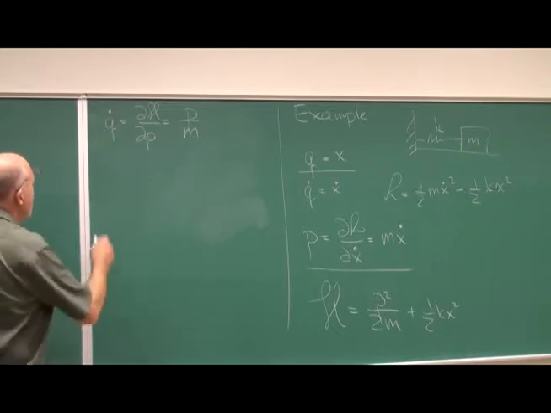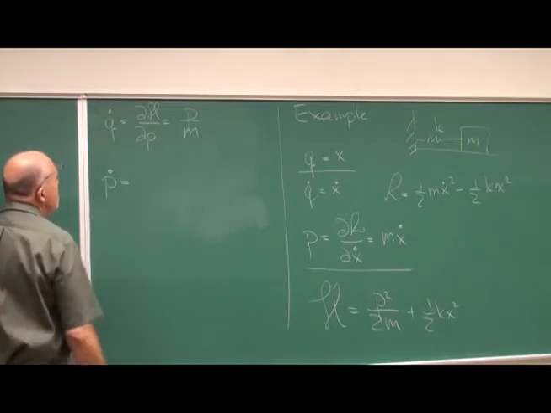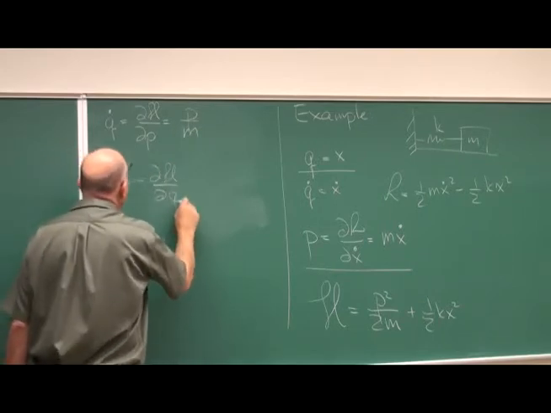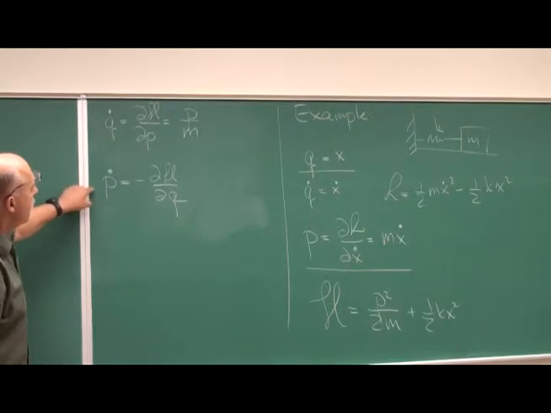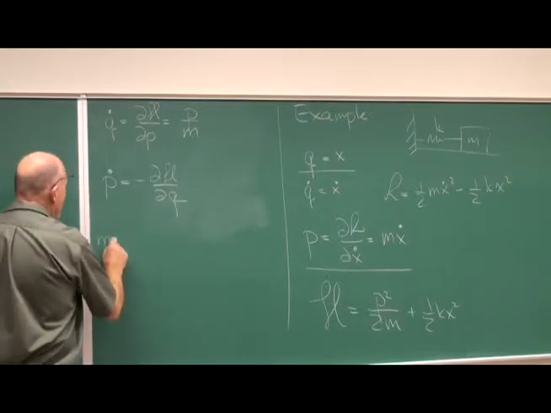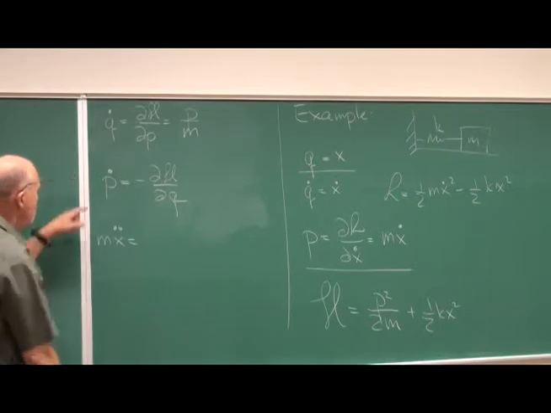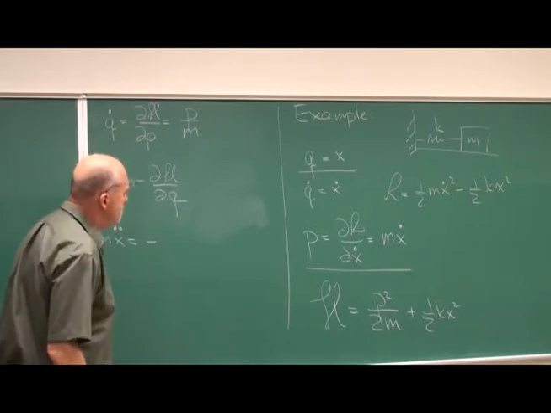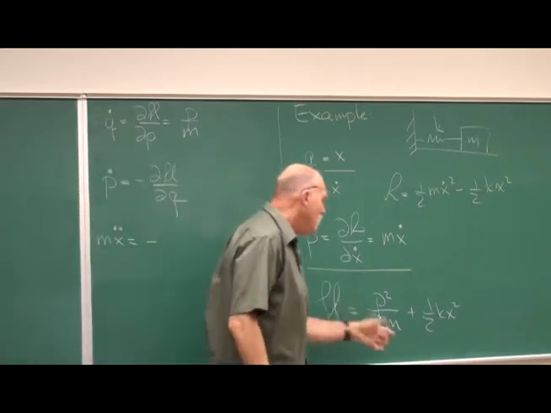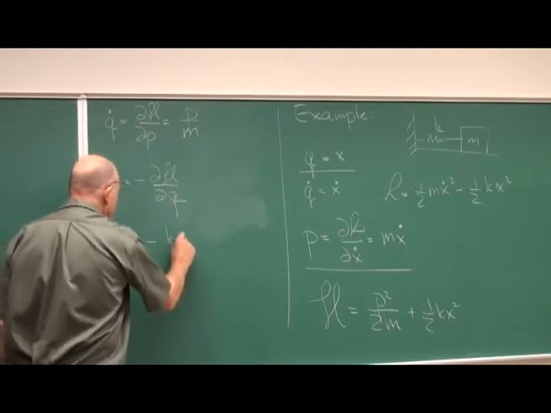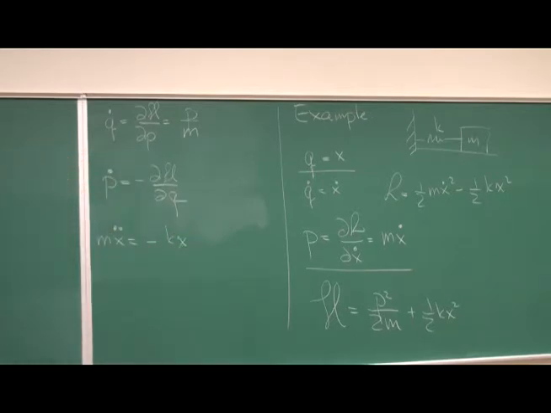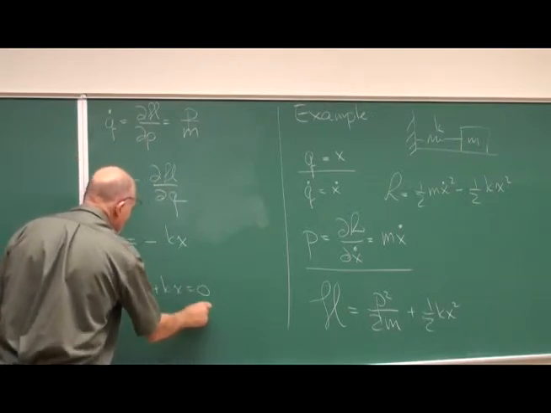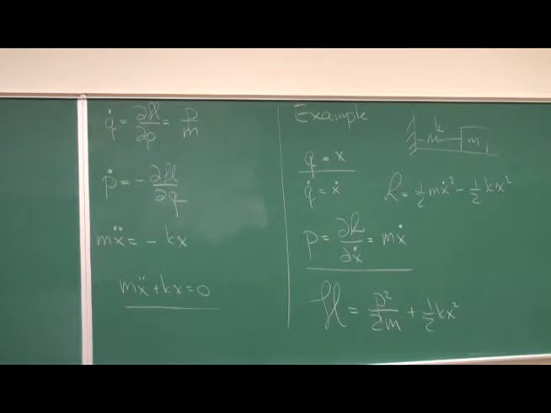And the more interesting one is P dot is equal to minus dH by dQ. So now P is m x dot, so here we have m x double dot, right? If I take P dot, m x double dot, and that's equal to minus dH by dQ, which is this guy here, which is k x. So once again, we get the same old m x double dot plus k x. So they all work.